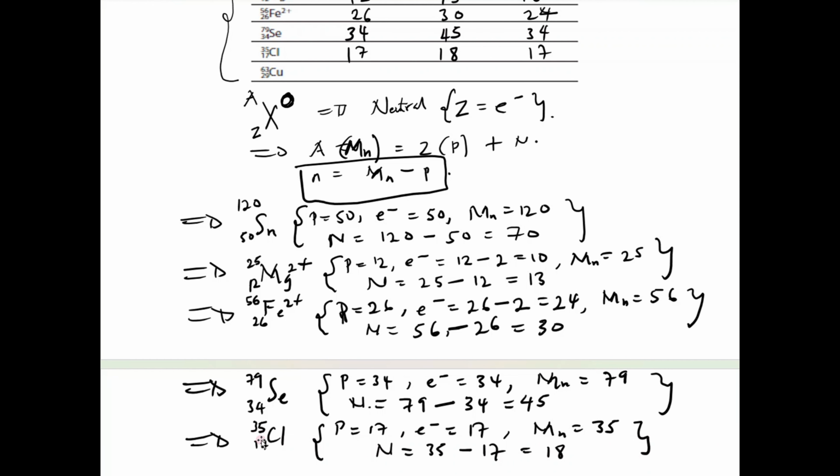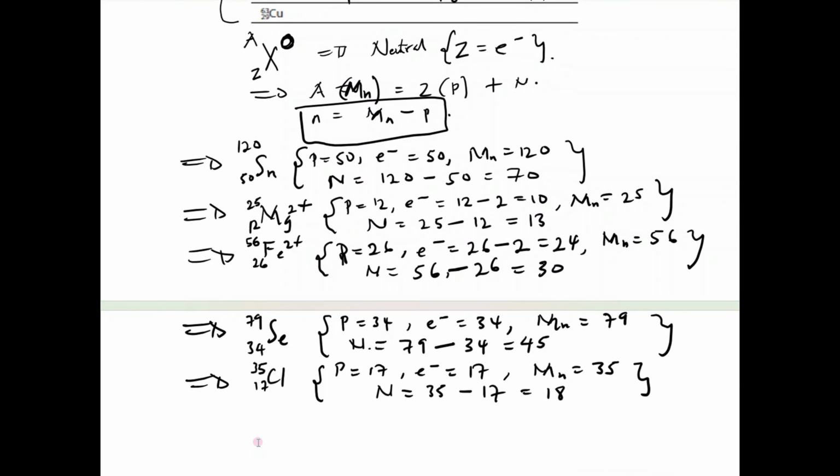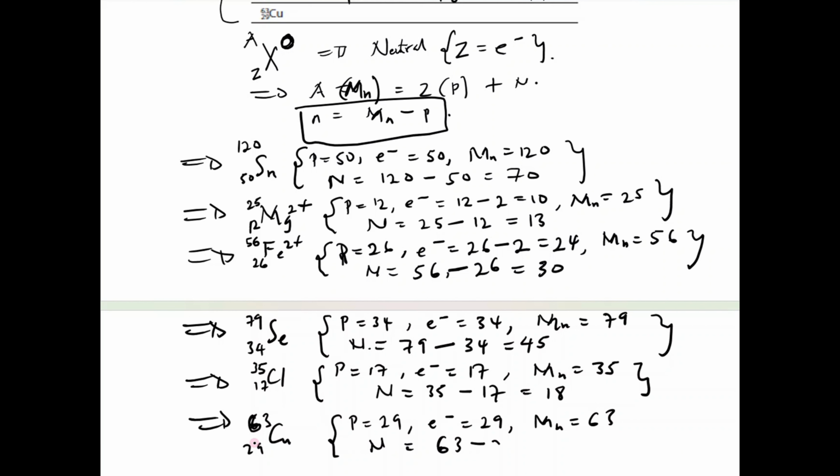Now let's go for the last on the list here, which is Cu, copper, with atomic number 29 and mass number 63. As usual, our proton number will be 29. Since it is not charged, the electron number will also be 29. The mass number here is 63, so the neutron number will be 63 minus 29, and that will give us 34 overall.